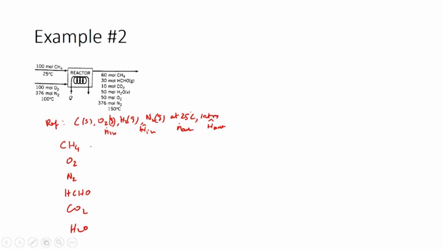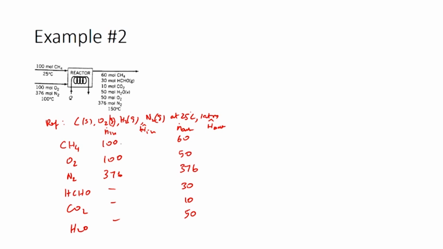So, let us write down the molar flow rates. You have 100 moles of methane, 100 moles of oxygen and 376 moles of nitrogen coming in. You do not have any moles of formaldehyde, carbon dioxide or water coming in. So, in the exit stream you have 60 moles of methane, 50 moles of oxygen, 376 moles of nitrogen, 30 moles of formaldehyde, 10 moles of carbon dioxide and 50 moles of water, all leaving the system.